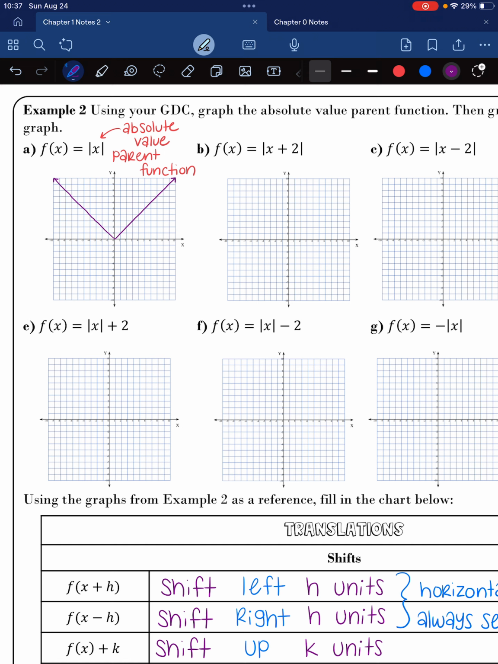Okay, and now I want to look at algebraically, what do these transformations mean? So how do I know, without having to graph or without having to use my calculator, what would happen when I add 2 on the inside of the absolute value here, right? So maybe I'm just going to highlight. So this is definitely going to change it somehow. So this is definitely a transformation.